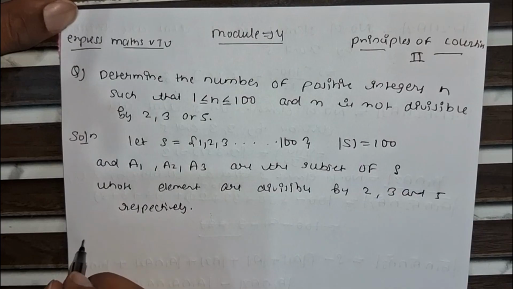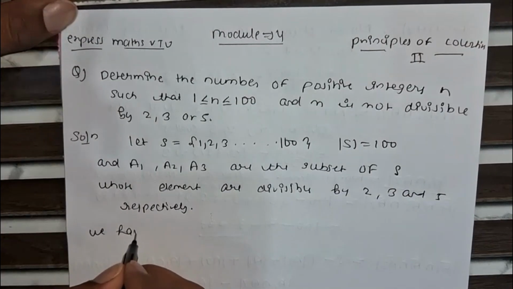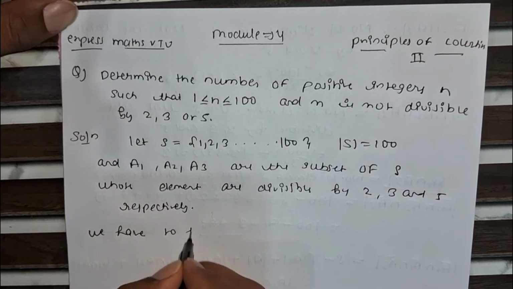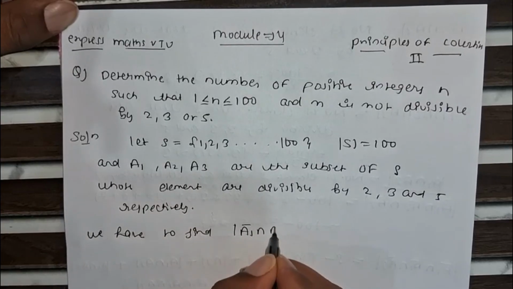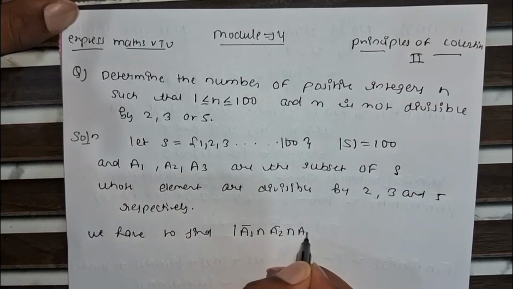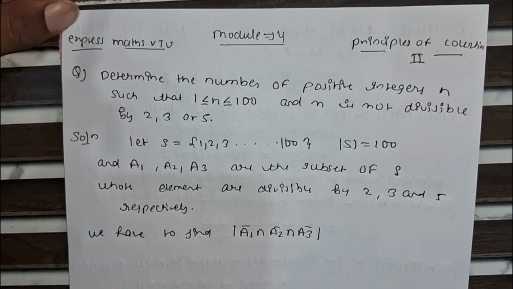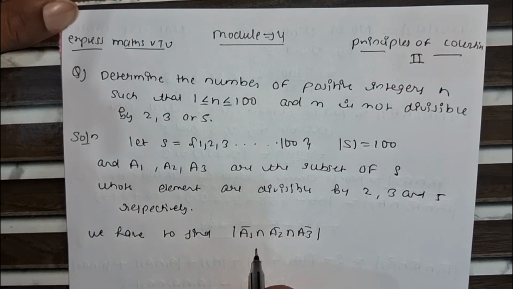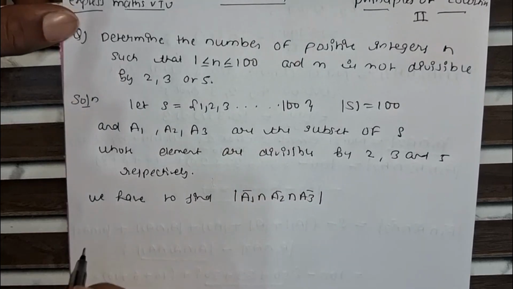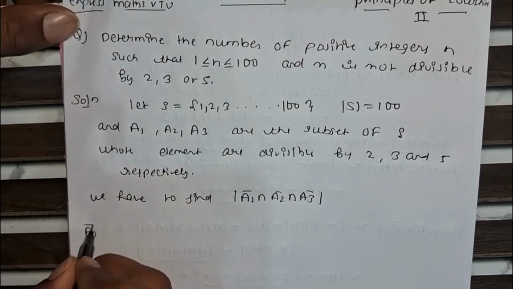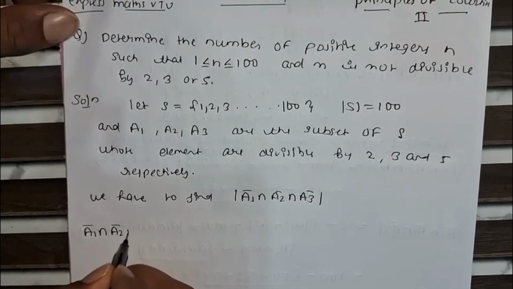So we have to find A1 bar intersection A2 bar intersection A3 bar. How can you find this value? For finding this value we have to remember one formula. So what is the formula?